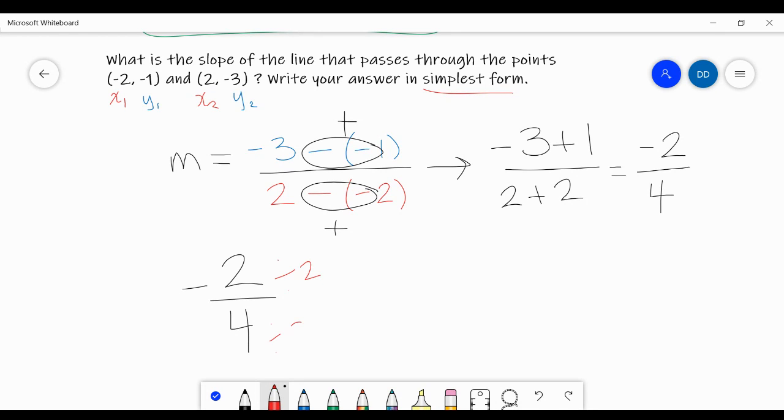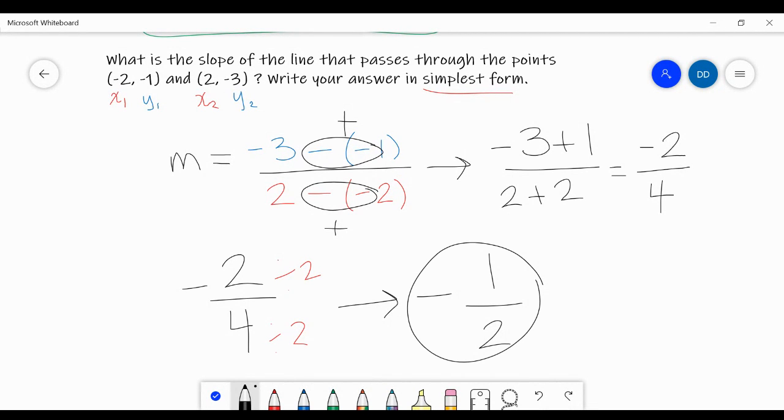So we're going to divide both by 2. It's going to stay negative. Now, 2 divided by 2 is 1. 4 divided by 2 is 2. And that is your answer. That is the slope between these 2 points using the slope formula.